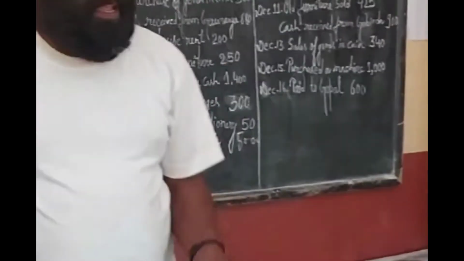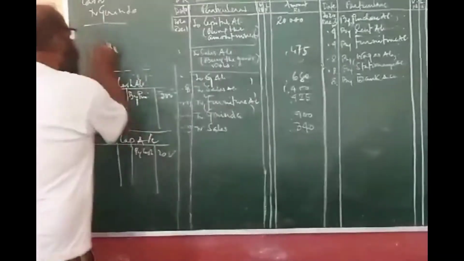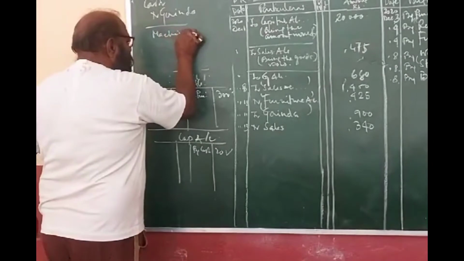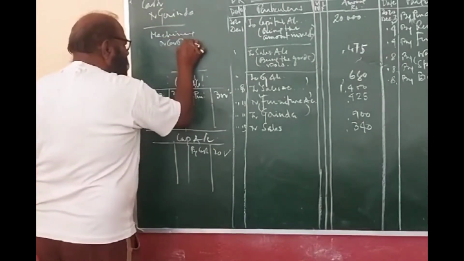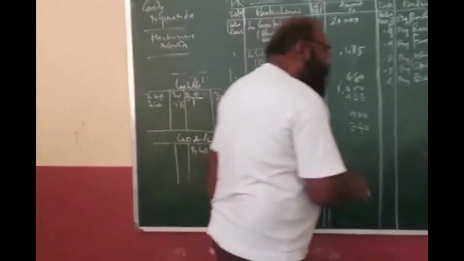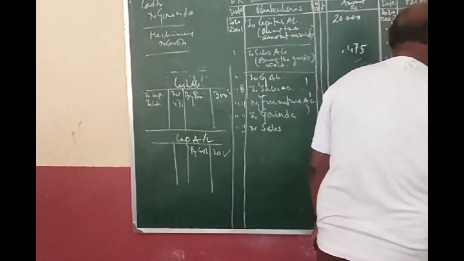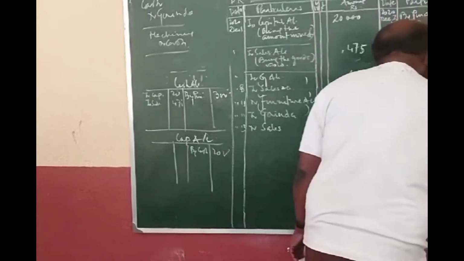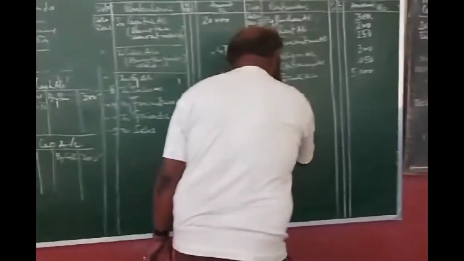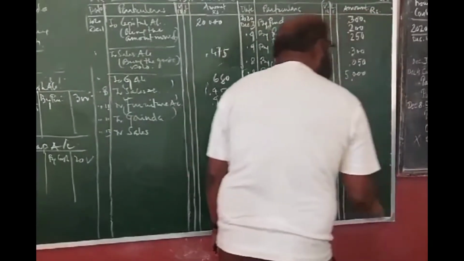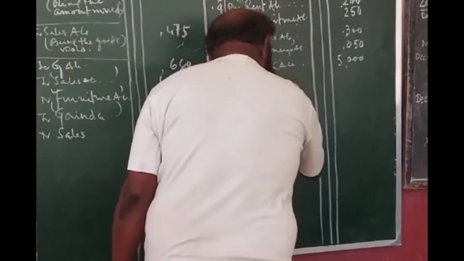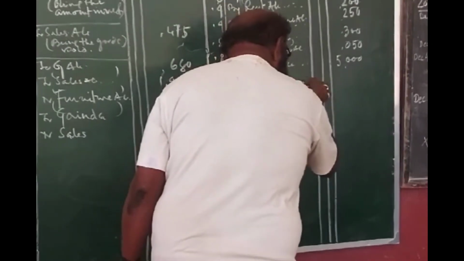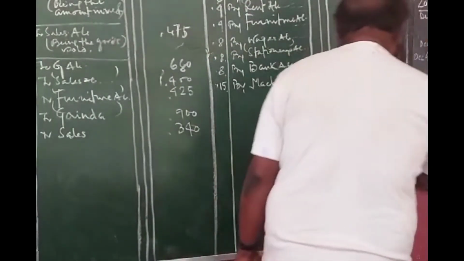Then, purchase a machine. You have purchased a machine. What is the journal entry? Machine is coming in, machine account debit, and cash is going out, cash account credit. So the journal entry is machine account debit to cash. So in the cash book, cash is credited. So in the credit side, we should write by machinery. That's 1,000. Okay.